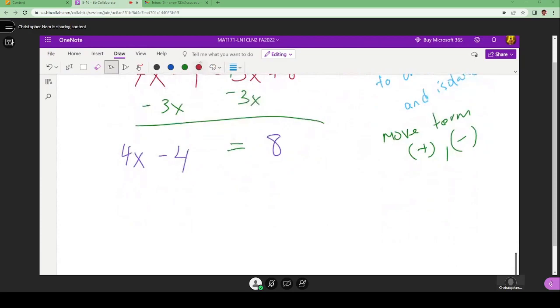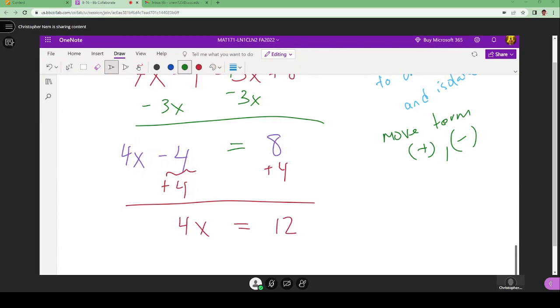Now we have to move this term because, although the x terms are all on one side, to the left side, they are not isolated. So I have to get rid of this guy. So I have to add 4 to both sides. I have to move that term over. 4x equals 12. And now at this step, we are done with moving terms. There is no more moving terms at all.